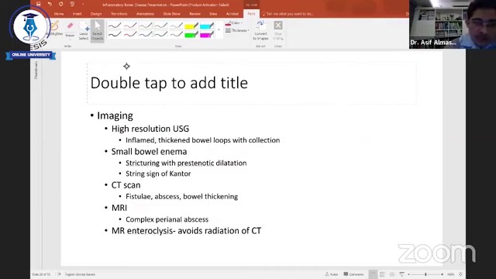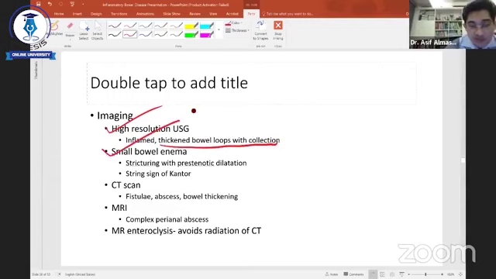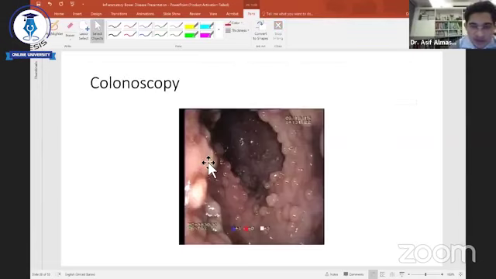Imaging, high resolution ultrasound. Again, you'll see signs of chronic inflammation, thickened loops of bowel. There may be intra-abdominal collections you may find. Small bowel enema, definitely a very important investigation. You will see again stricturing, pre-stenotic dilatations, string sign of Kantor. I'll just show you this.